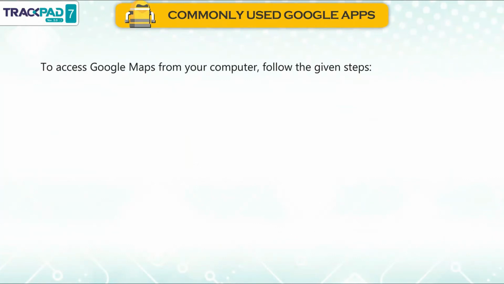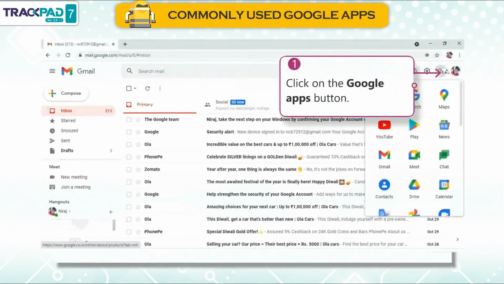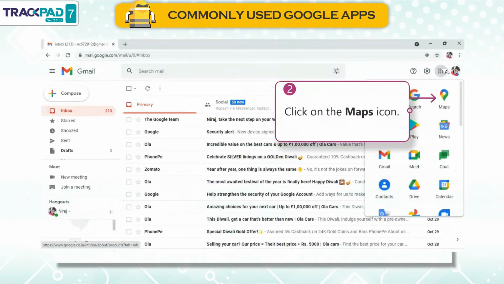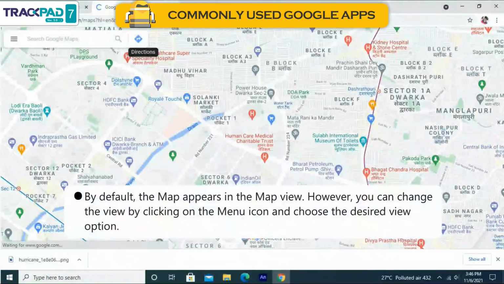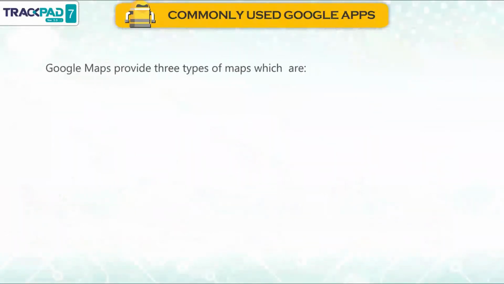To access Google Maps from your computer, follow the given steps. First, click on the Google Apps button. Second, click on the Maps icon. By default, the map appears in the map view. However, you can change the view by clicking on the menu icon and choosing the desired view option.